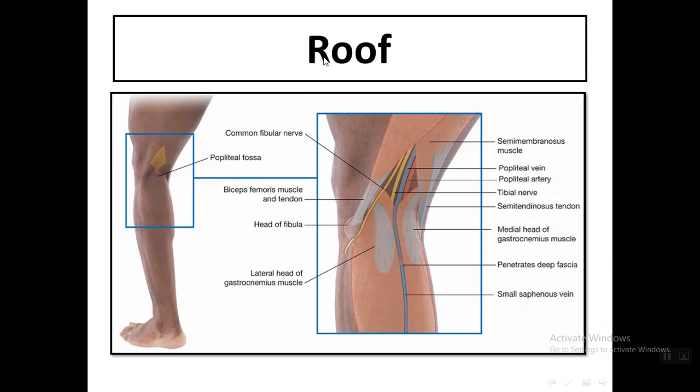First, the roof, which is the surface. The roof is formed by skin, superficial fascia, and deep fascia. If we remove the skin, superficial fascia, and the deep fascia, we will find the contents. This is the roof. First, it is formed of the skin, superficial fascia, and deep fascia.